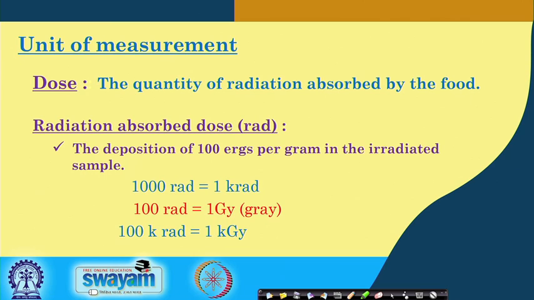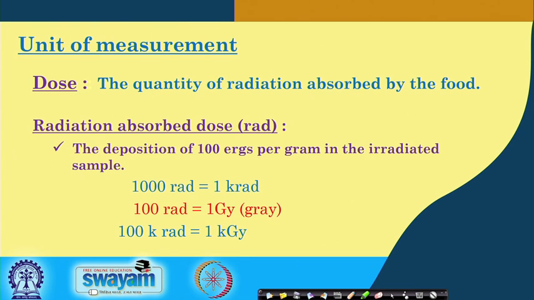Regarding the unit of measurement, we like to define the dose of the radiation received by the food materials, because this becomes an important consideration in finalizing the food irradiation processes, that is, what is the amount of dose that is required for a particular operation for a particular purpose. So, the dose is the quantity of radiation absorbed by the food.